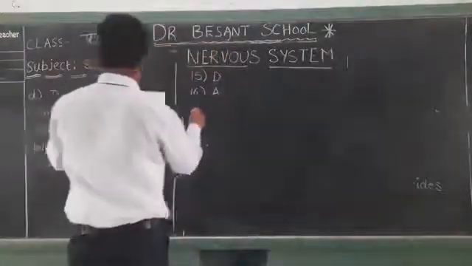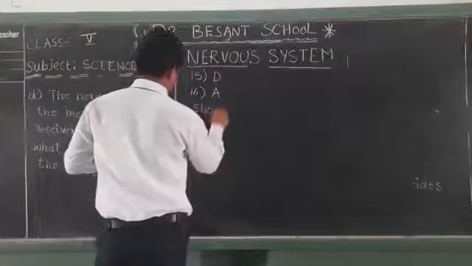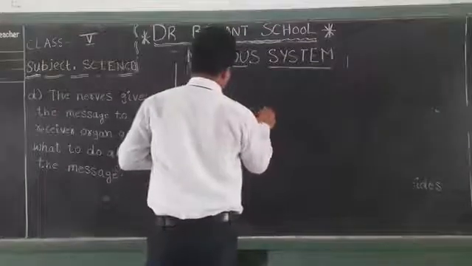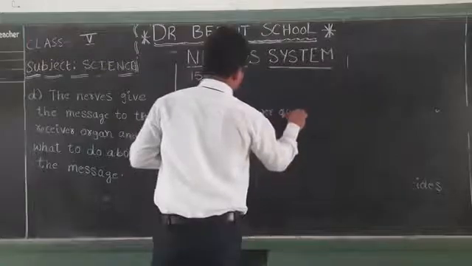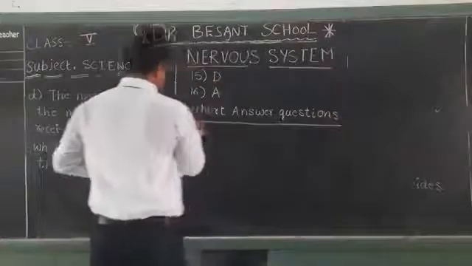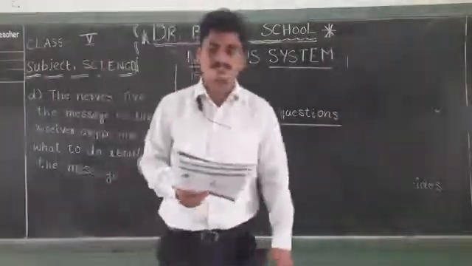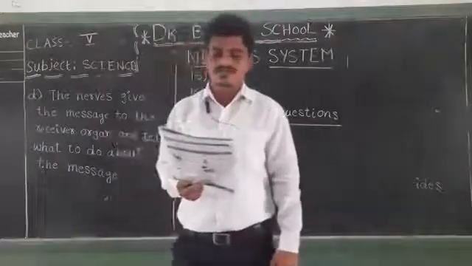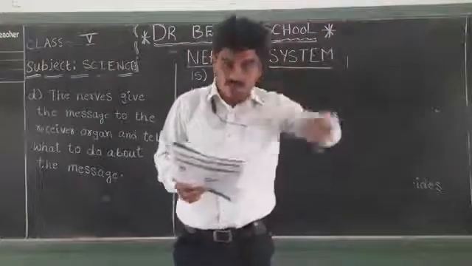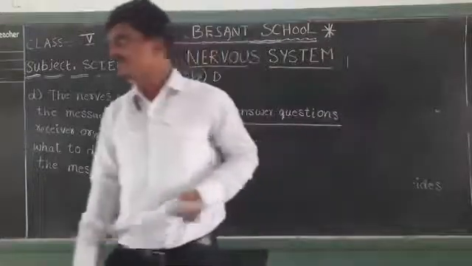Now moves to short answer questions. Which organs work together to make us sense something? The sense organs work along with the nervous system to make us sense something. Okay, the sense organs work together with the nervous system to make us sense something.